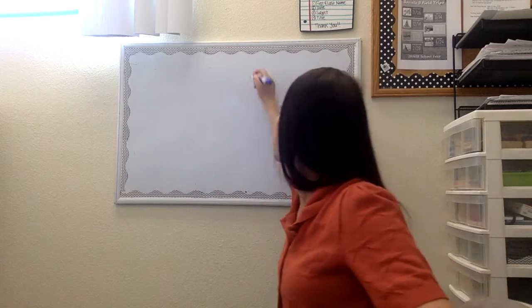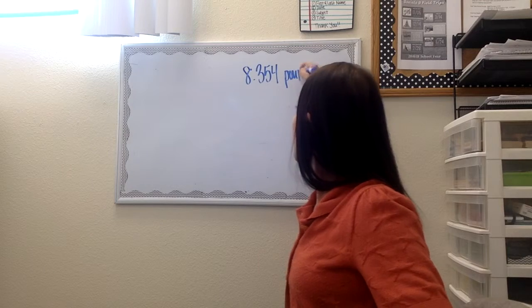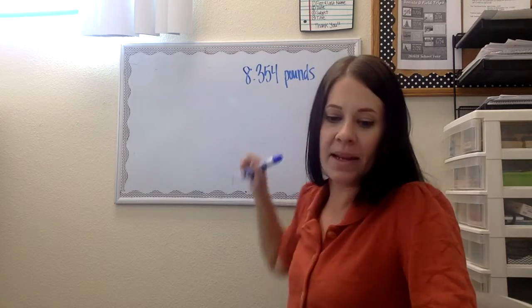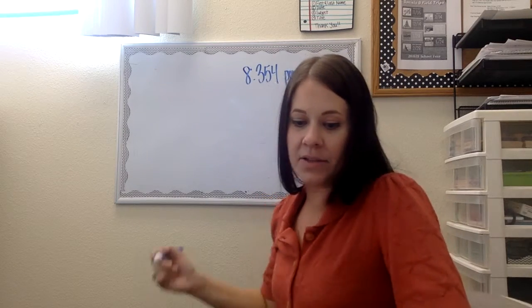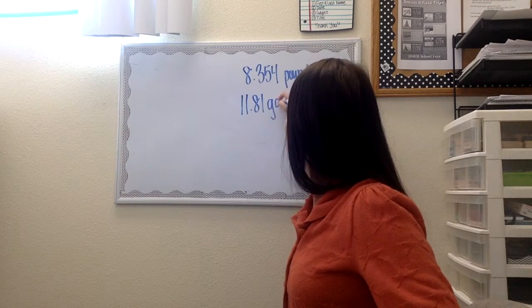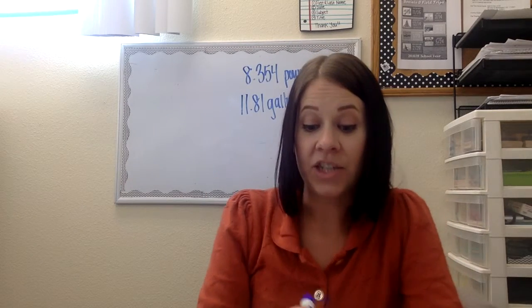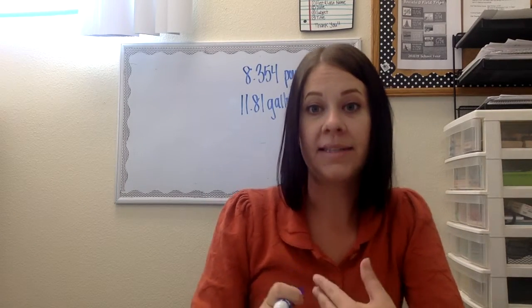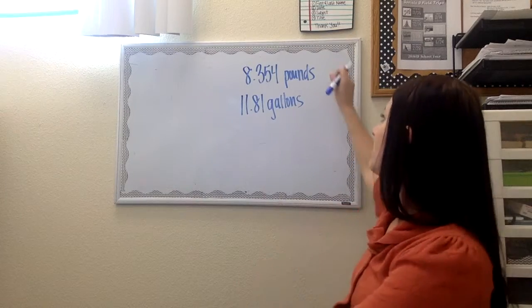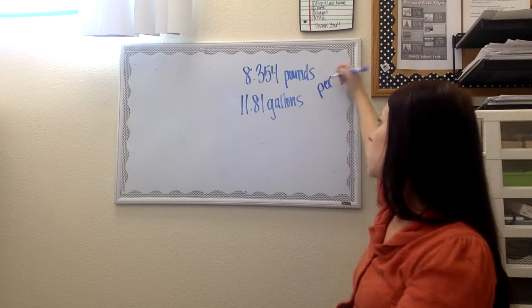So let's look at number 14. A gallon of water weighs 8.354 pounds. Okay, so 1 gallon of water weighs that many pounds. Simon is using 11.81 gallons while taking a shower. So how many pounds of water did Simon use? So if it's this many pounds per gallon, that word per tells me I'm multiplying.